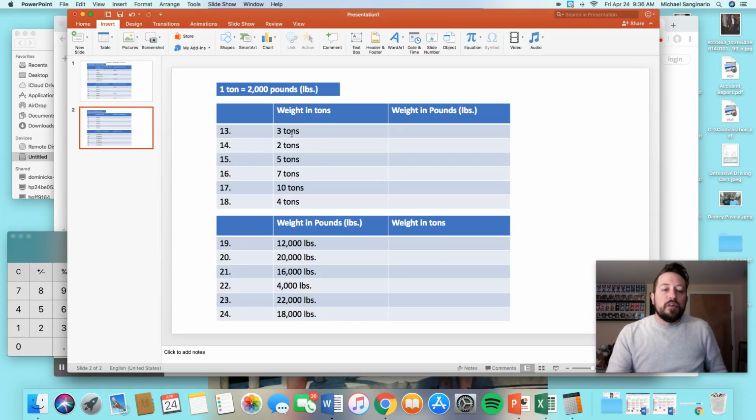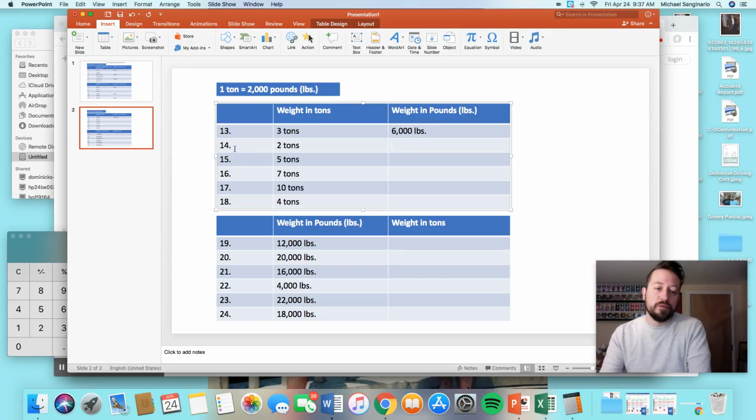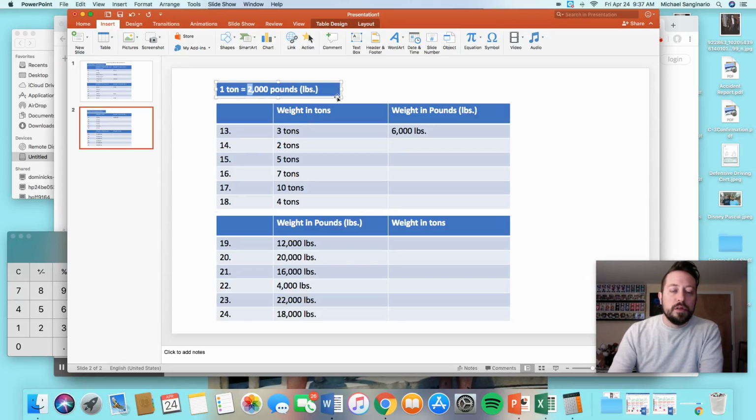So if I have 3 tons, all I'm going to do is multiply 3 times 2, 3, 6, or if you want to count by twos, 3 times 2, 4, 6. Okay, so that would be 6, and then just follow with the zeros, which is 3 zeros. And LBS for pounds. So 3 tons is 6,000 pounds. You're going to do number 14. Again, you just have to do 2 times 2. Whatever that answer is, follow it by zeros.